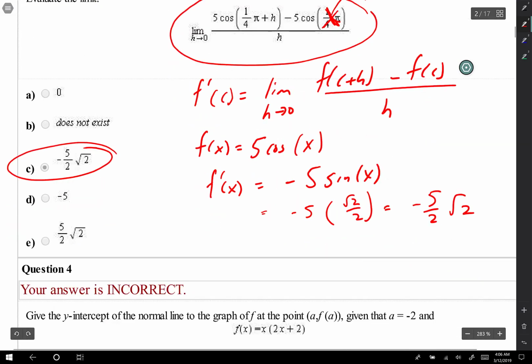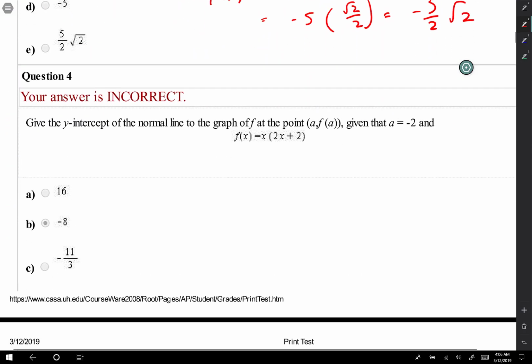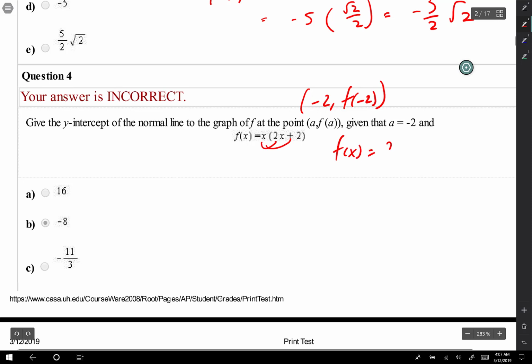Let's go to the next one. Give the y-intercept of the normal line to the graph of f at the point a comma f of a, given that a is negative 2. So negative 2 comma f of negative 2. That's your y value, and f of x is that. What I would do first is distribute that stuff. So let's see, 2x squared plus 2x. Give the y-intercept of the normal line. So they want the y-intercept of the normal line, so I'm going to take the derivative.